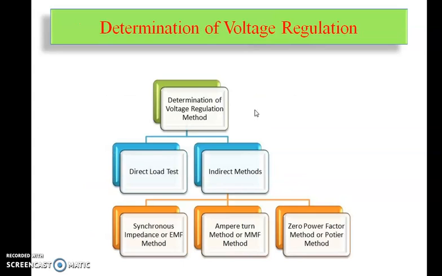For this lecture, we will talk about the determination of voltage regulation. How are we going to find the voltage regulation? There are actually two methods for determining it. First is the direct load test. Second is the indirect method, or indirect load test. In the indirect method there are three main types: synchronous impedance or EMF method, ampere turn or MMF method, and zero power factor method or Potier triangle method. We will see them one by one.